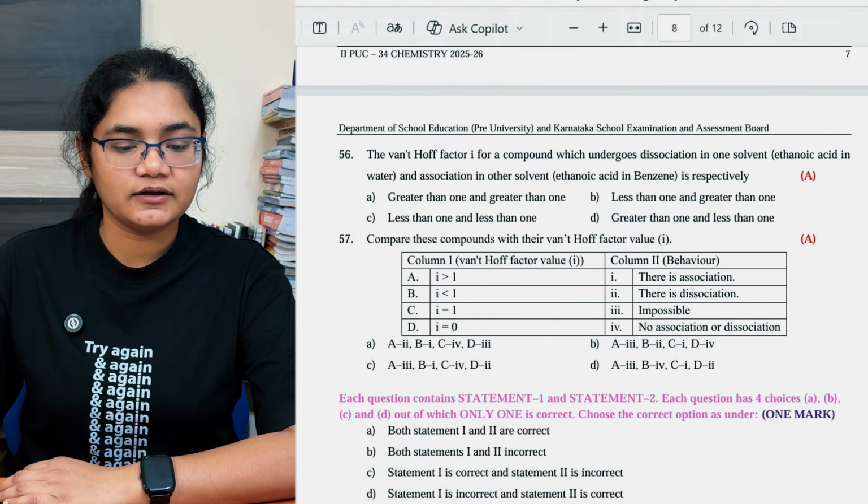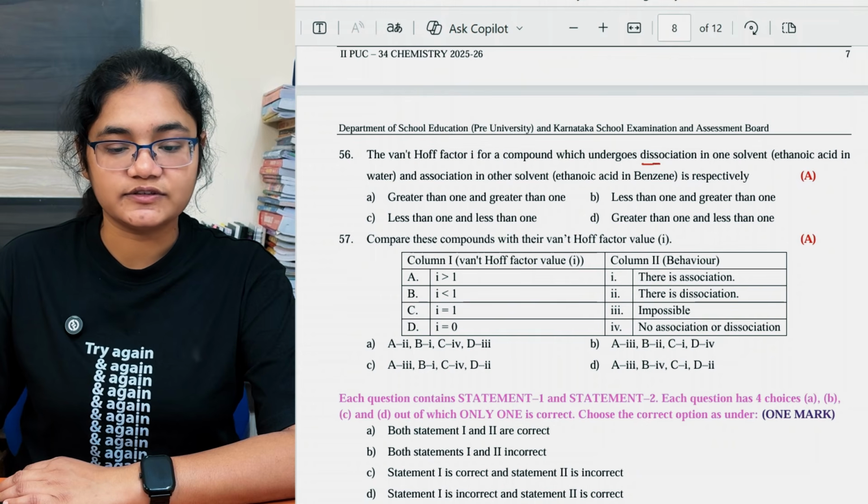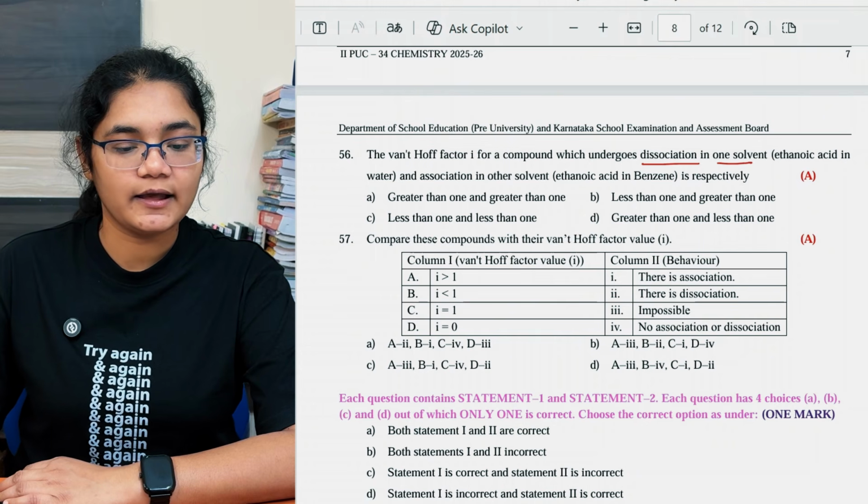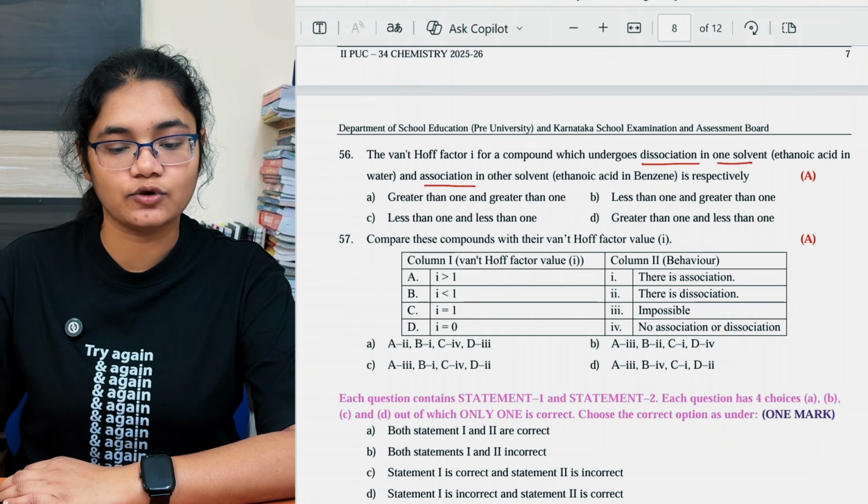Next, the Van't Hoff factor i for a compound which undergoes dissociation in one solvent and association in the other solvent is, respectively.